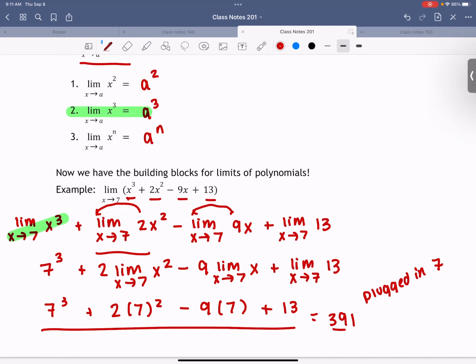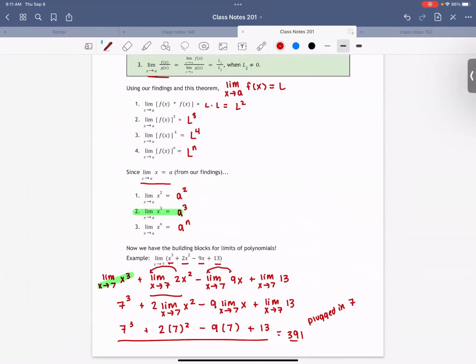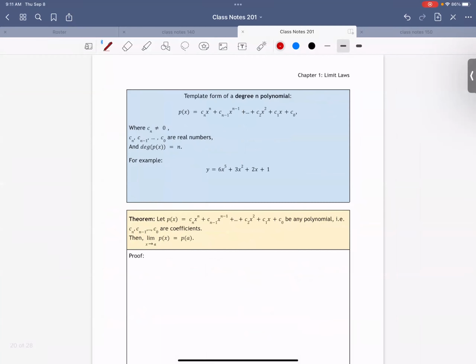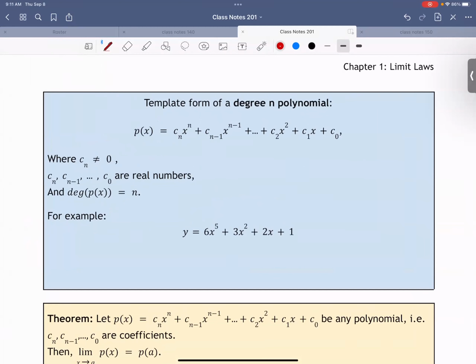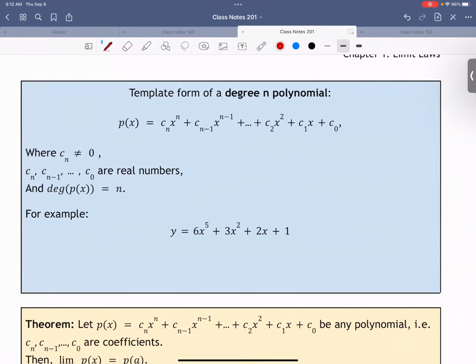All right, so we've done a lot of work with these basic limits. We know how to take a polynomial and break it into basic limits. And we found out that basically what we did was plug in 7. Before I talk about a rule with polynomials, I want to talk about something that you might see in math and physics, in computer science, that might look a little familiar, might not. This is a template form of a degree n polynomial.